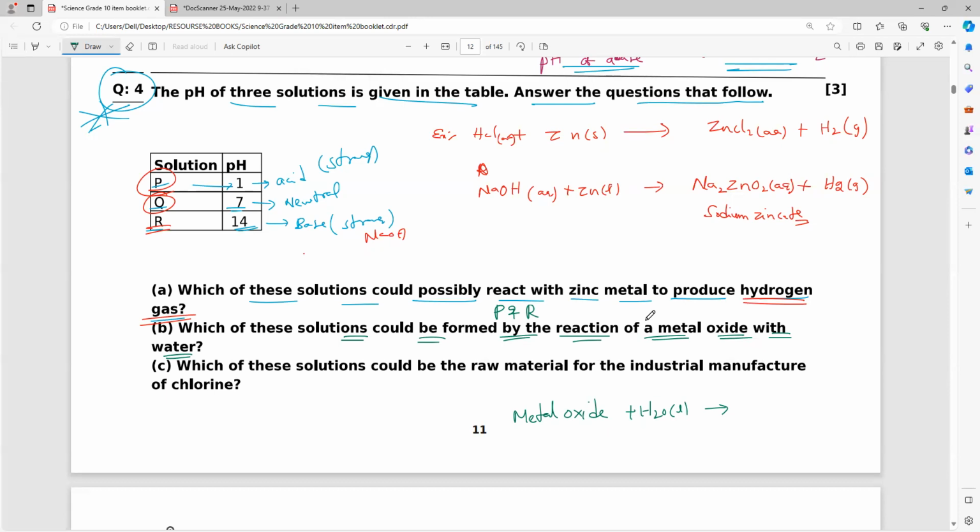Metal oxides. I want that equation example. Second chapter, third chapter, sir. Metals. What is the heading we kept? Reaction with the... Metal hydroxide plus hydrogen gas.